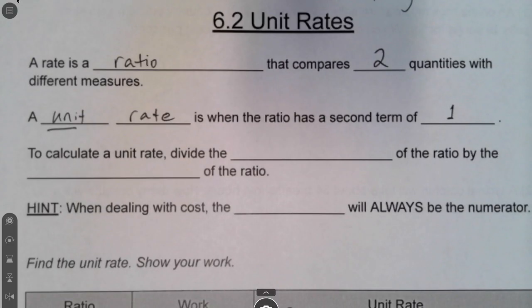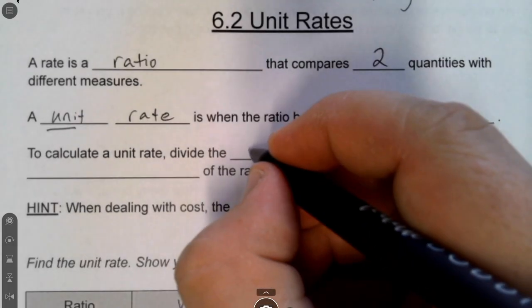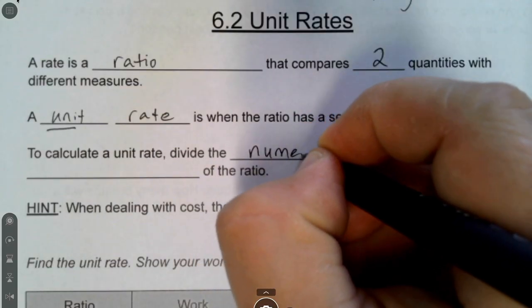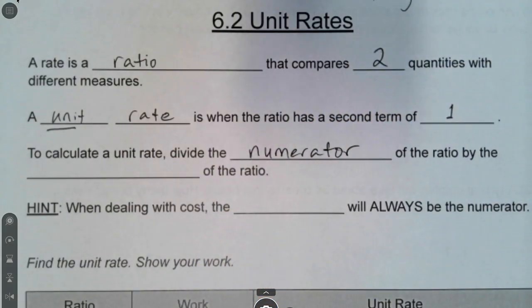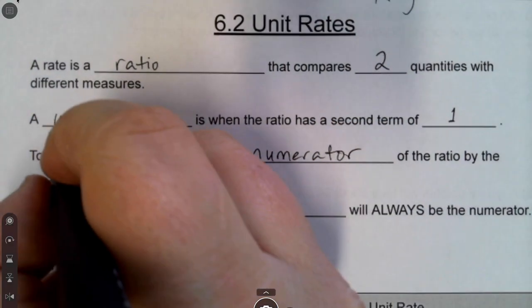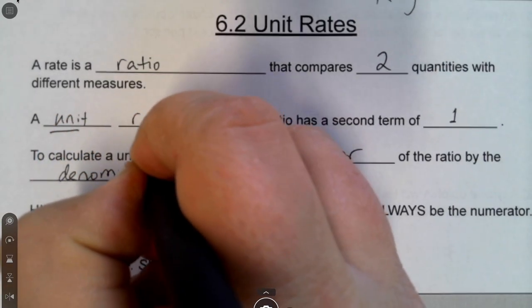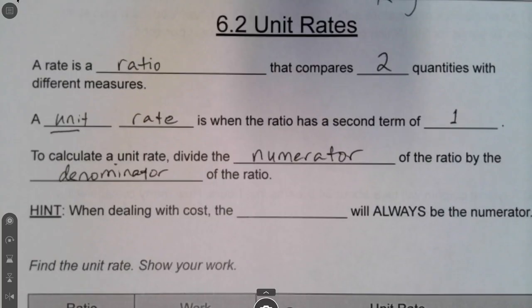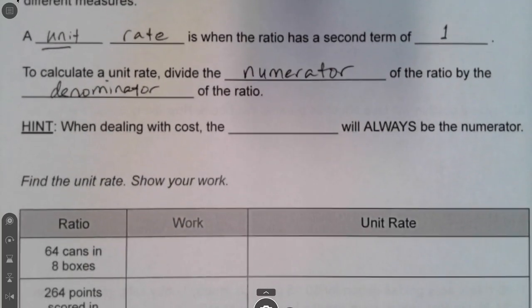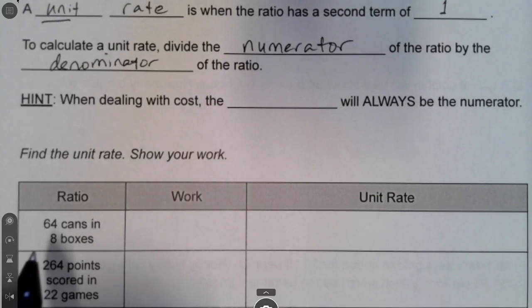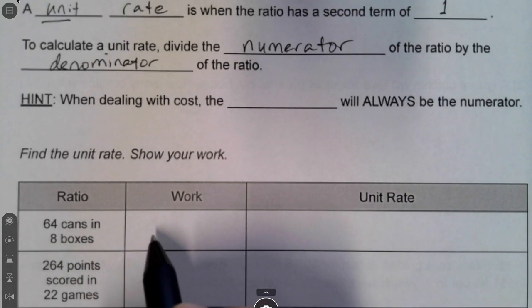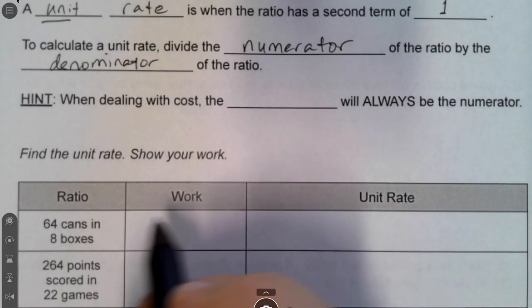So it turns out this is pretty straightforward. To calculate a unit rate, divide the numerator, the top of the fraction, by the denominator. Yep, surprising. You do the top number divided by the bottom number. As you're doing that, you'll always just take the first number and divide by the second number. So like this one, for example, I'll go ahead and do. We'll come back to this in a second.